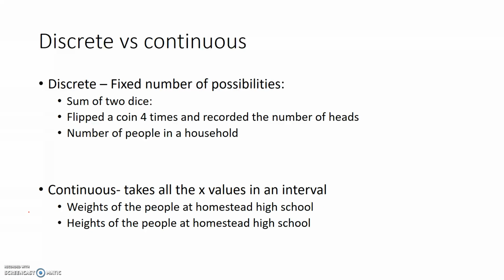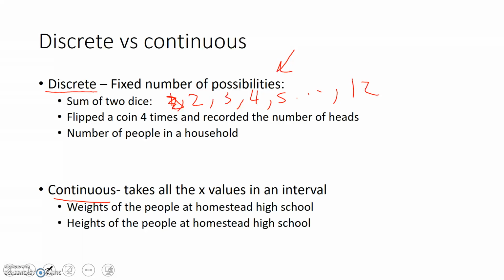Let's see how these random variables now play a role. So there's two types of random variables. There would be discrete, and there would be continuous. A discrete random variable has a fixed number of possible outcomes, or a fixed number of possibilities. One of those things would be a sum of two dice. There's only a certain number of outcomes that you get, which would be like 2, 3, 4, 5, all the way up to 12. That's it.